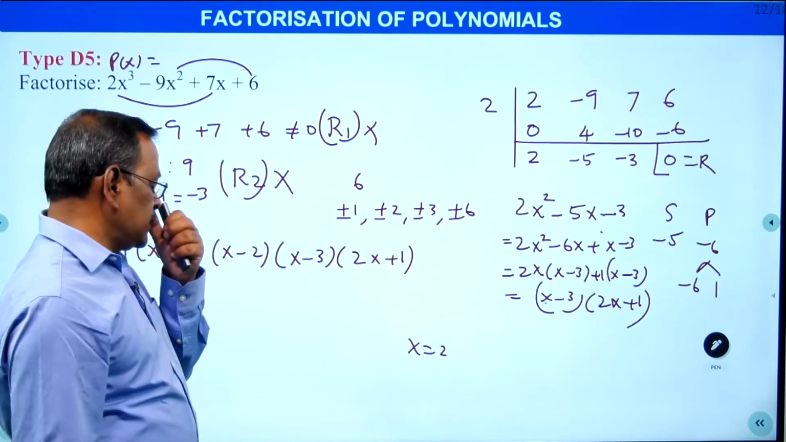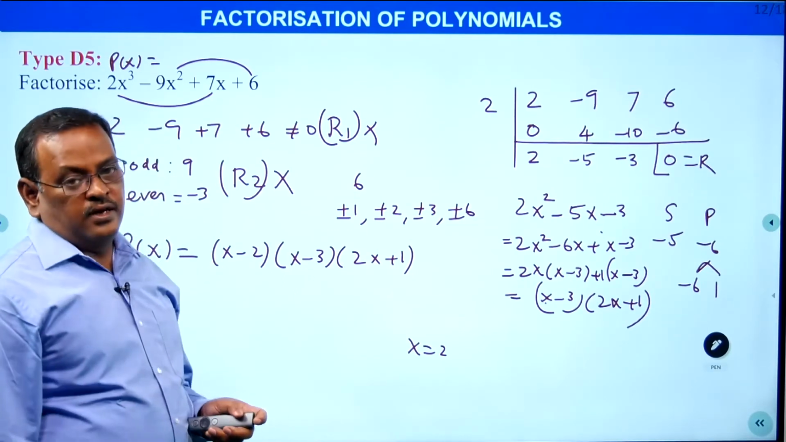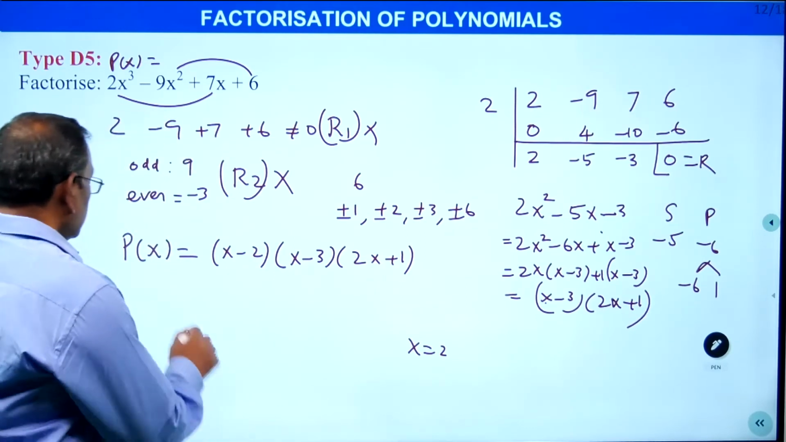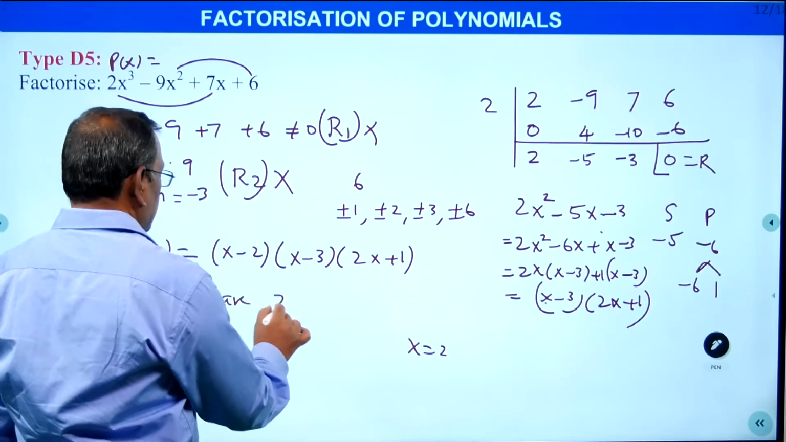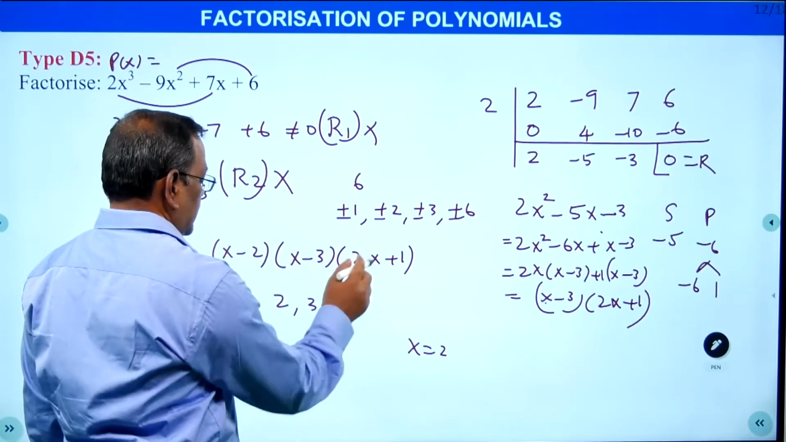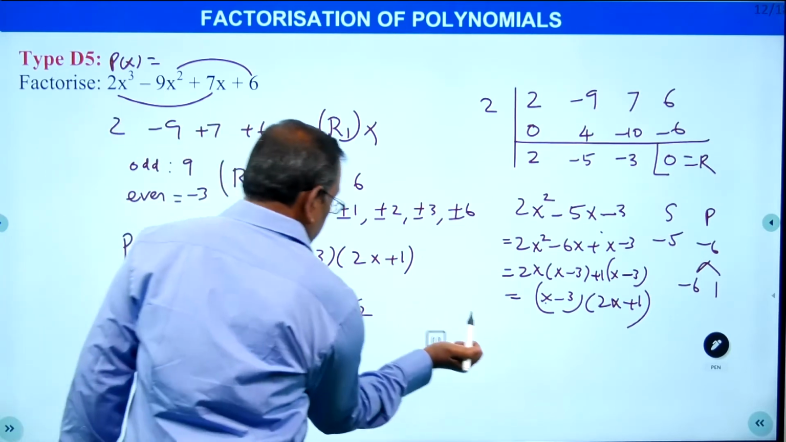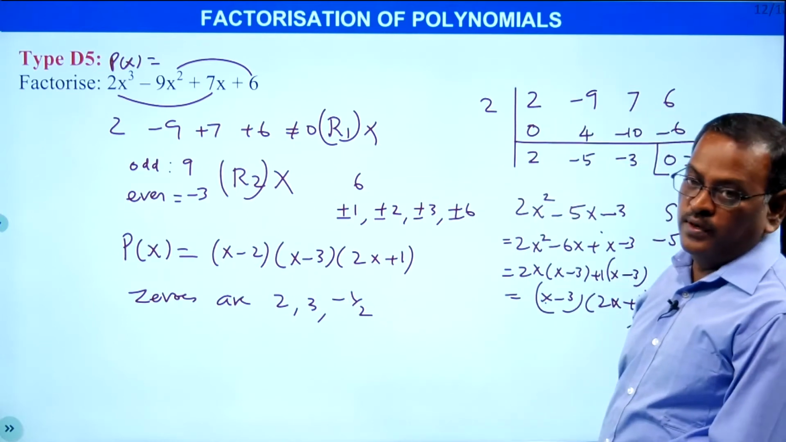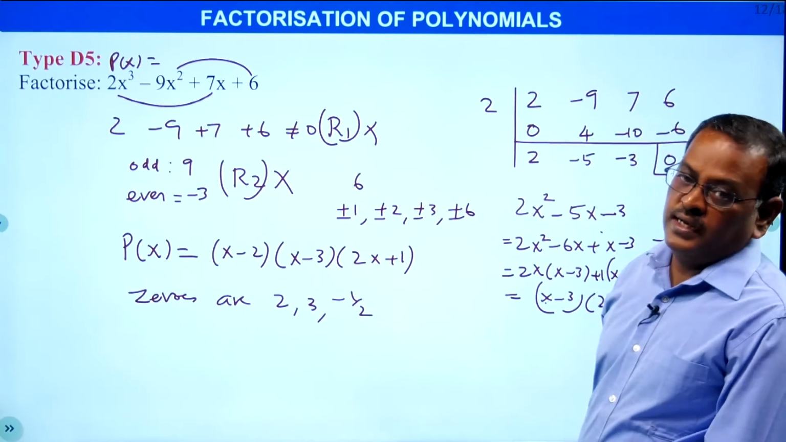So these rules are very, very important for factorization of polynomials of degree 3 or 4. And if you apply these rules, you can save time. Okay. So what are the zeros now? Zeros are 2, x minus 2, x equal to 2, x equal to 3 and x equal to minus half. Okay. So this is an example for a polynomial which is not satisfying rule 1, rule 2, rule 3. So in that case you have to apply the trial and error method.